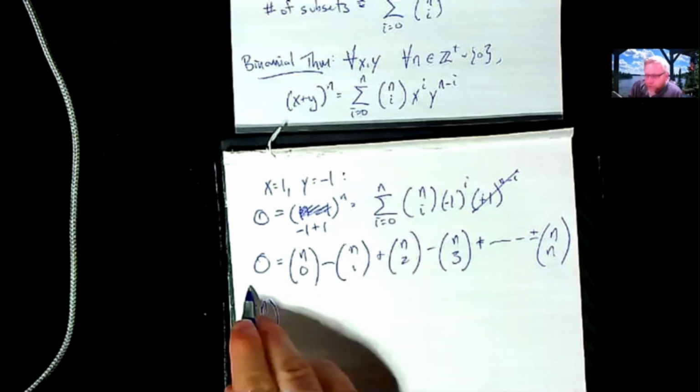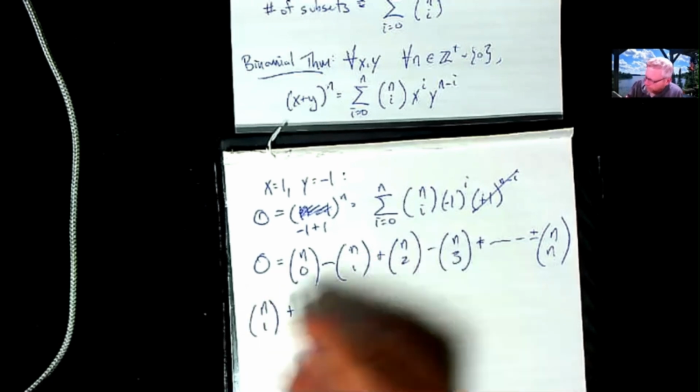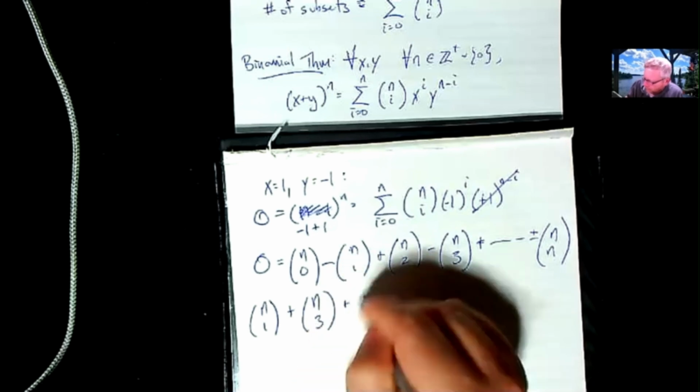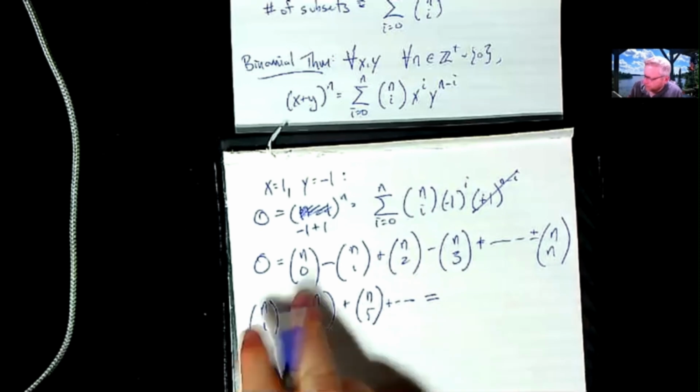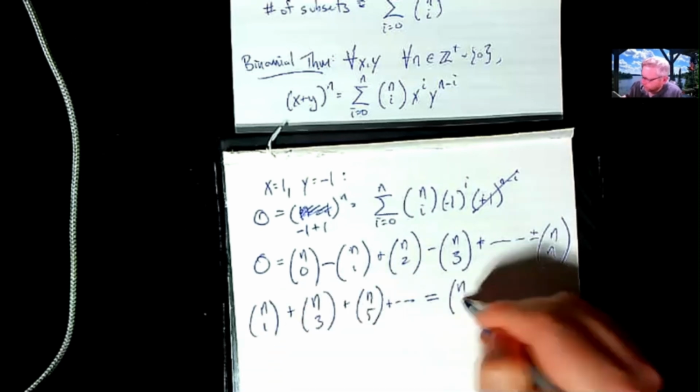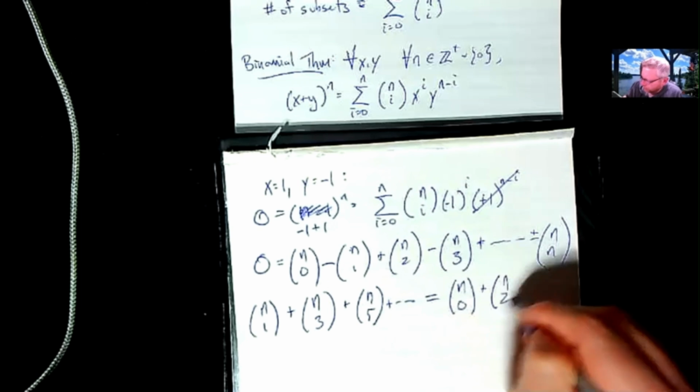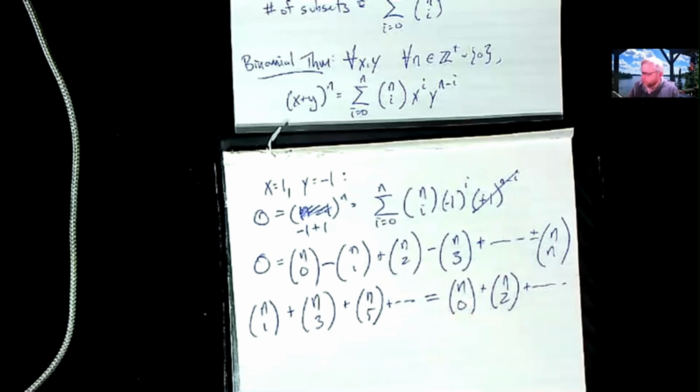So the n choose 1 moves over. The n choose 3 moves over. Next is n choose 5, and so on. That's all moved to the left side. And what's left on the right side is n choose 0 plus n choose 2 plus n choose 4, and so on. Now, looking at that, can anybody point out something about the question we're looking at here, about subsets of odd cardinality and subsets of even cardinality and how they relate?